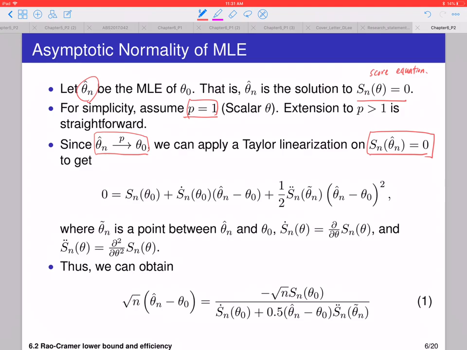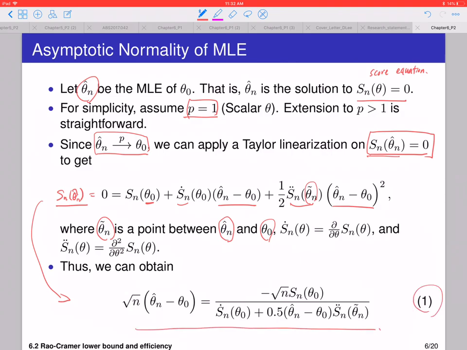So we can apply a Taylor expansion around theta null. We just take the second order Taylor expansion of Sn(theta hat). You view it as a function of theta hat n, and then expand it around theta null. This has the constant part, the linear part with the first order partial derivative, and the quadratic part with the second order partial derivative, evaluated at some point between the two points. Using this, you can use algebra to obtain equation 1. This is an exact equality.